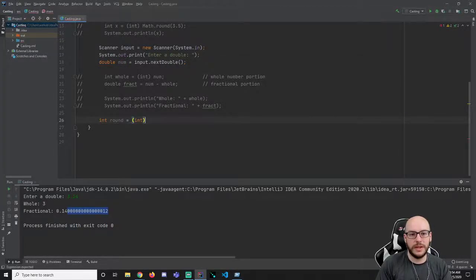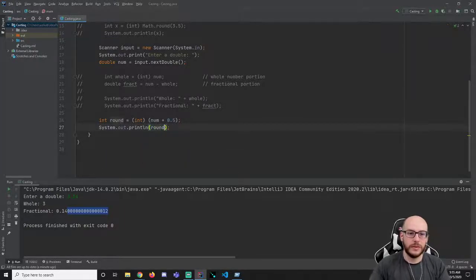And the way we're going to do that is that we take that number, we add 0.5, and then we'll use parentheses to make sure that this expression happens first, and then that gets casted so that we can save it into our integer. I want to see the end result here. So let's print off round.